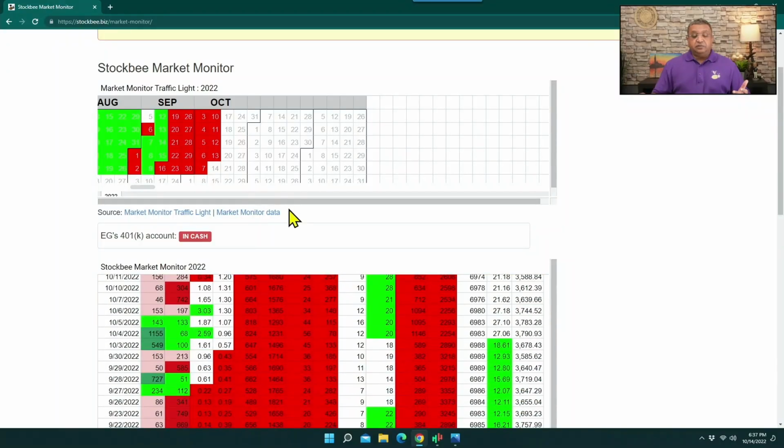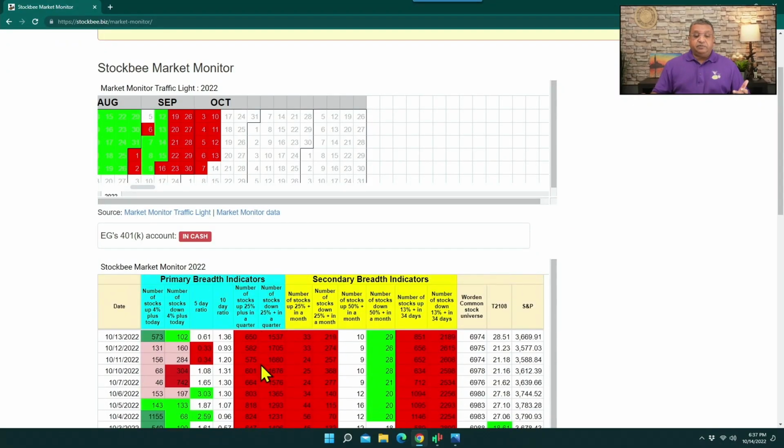But the other use of this primary indicator is when it becomes extremely low in number. Now, can you use it the other way around? If the number of stocks down 25% in a quarter goes to 200, that doesn't mean anything. At the start of a bull market, you are going to get an extreme reading where the number of stocks down 25% in a quarter will go below 200. That is not a signal.